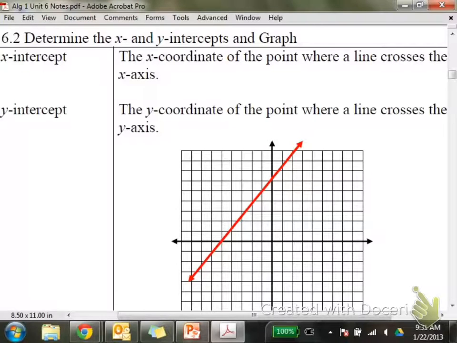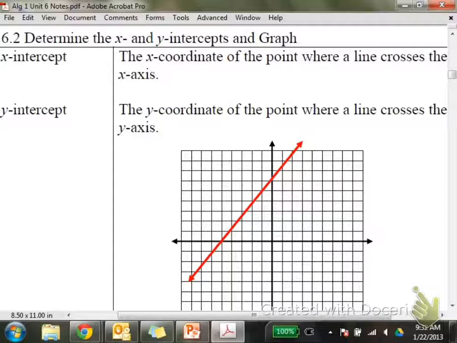Right, 6.2. We are determining x and y intercepts and graphing using x and y intercepts. Remember how when we did factoring, we had 5 methods of factoring? We're actually going to have 3 methods of graphing. We already learned one, using a table. Today we're learning our second one, which is x and y intercepts, which is also not that difficult. But we have to do some definitions first.